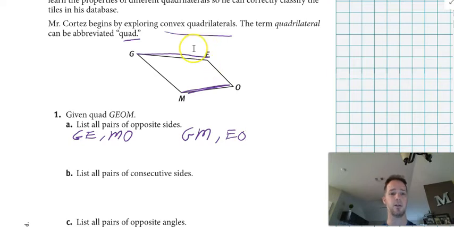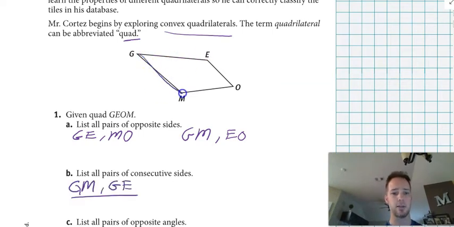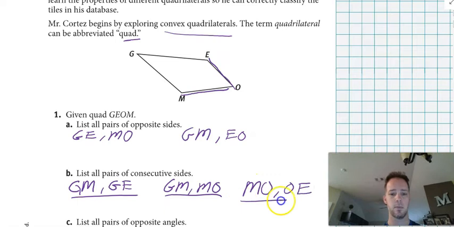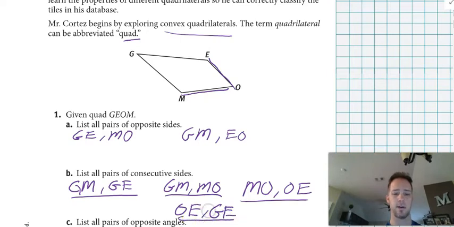What about the pairs of consecutive sides? Consecutive sides, as I just mentioned, are right beside each other. So GM is next to GE. The other way, we could say GM is consecutive to MO. We could also say MO is consecutive to OE, and OE is consecutive to GE. So the sides that are touching each other are considered consecutive.